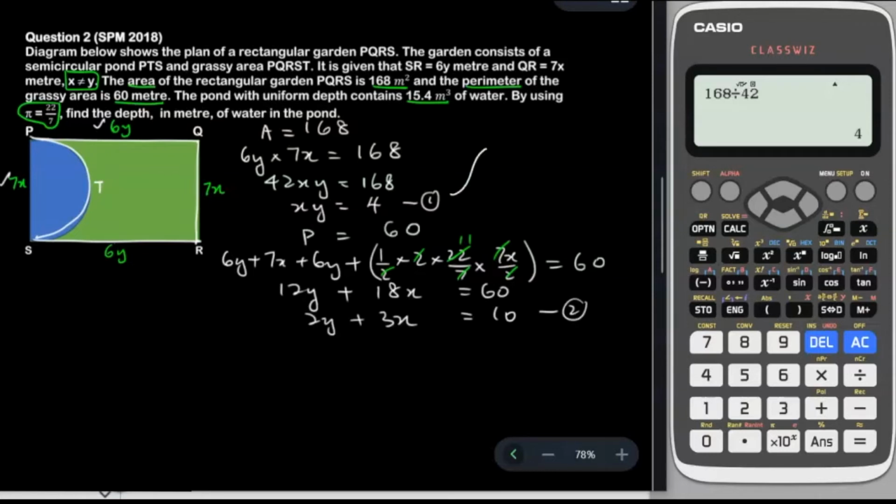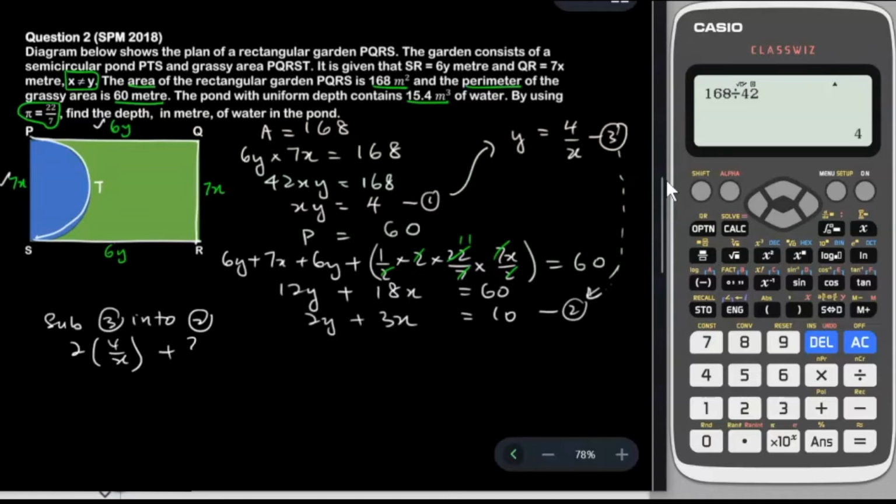So from equation 1, I'm going to make y the subject of the equation, so it will be 4 over x. So this one is going to be equation 3, and I'm going to substitute it into equation 2. So I'm going to sub equation 3 into equation 2. So it will be 2 times our y, which is 4 over x, and then plus 3x equals 10. So we solve this. So this will be 8 over x, then plus 3x, then equals 10.